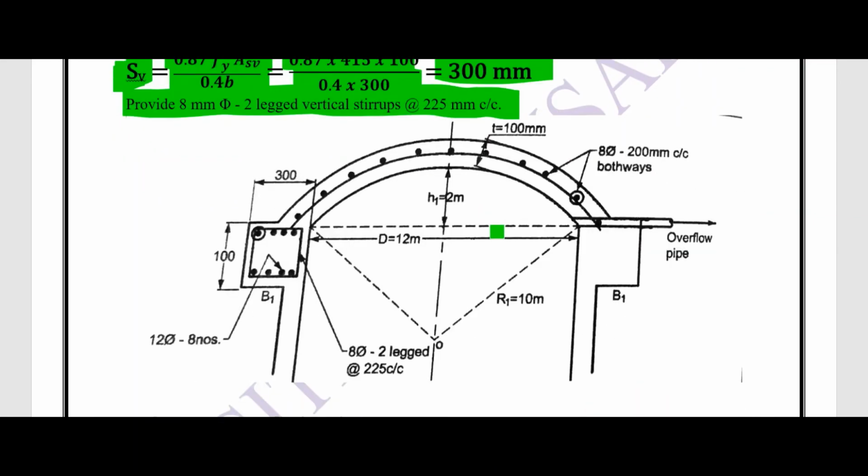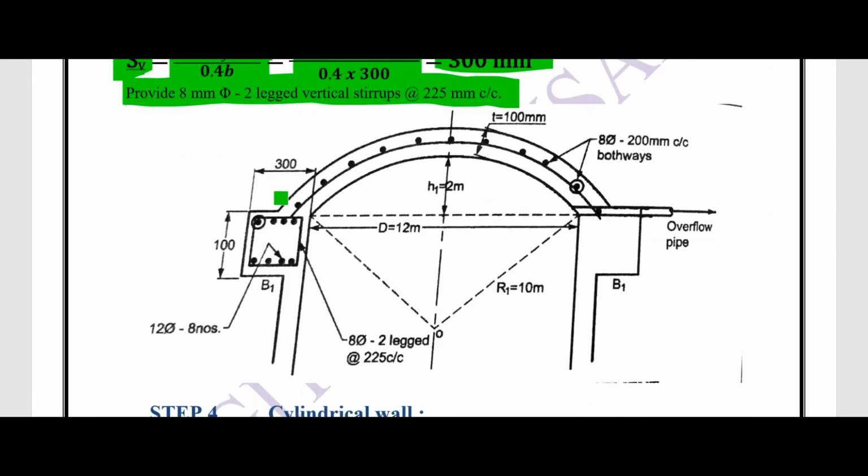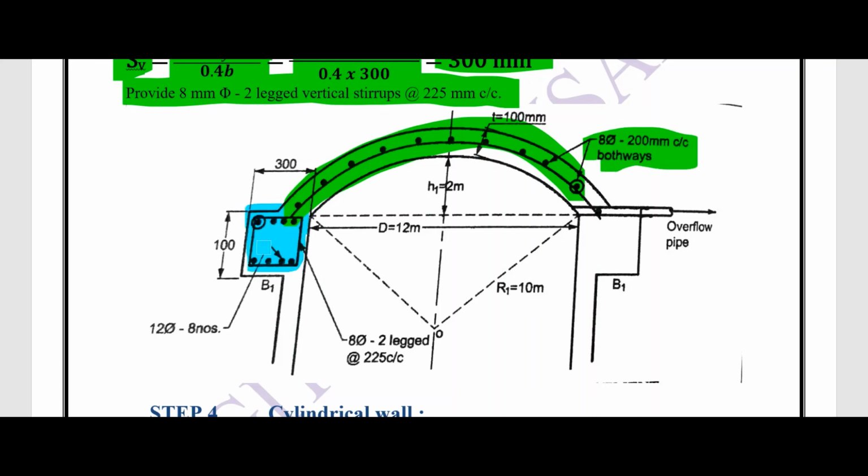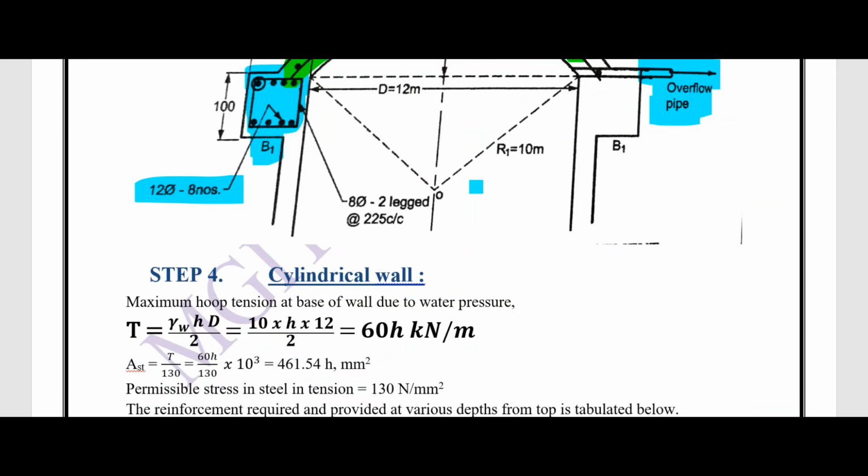Right? So you can see here is a dome design, 8 mm dia, and as well as ring beam design, top ring beam B1, 12 mm dia, 8 numbers. And here is one outflow pipe, the overflow pipe, okay, it does not need to be considered in the design, but it will be considered as a small opening in a dome. Now cylindrical walls, we are going to design cylindrical walls.